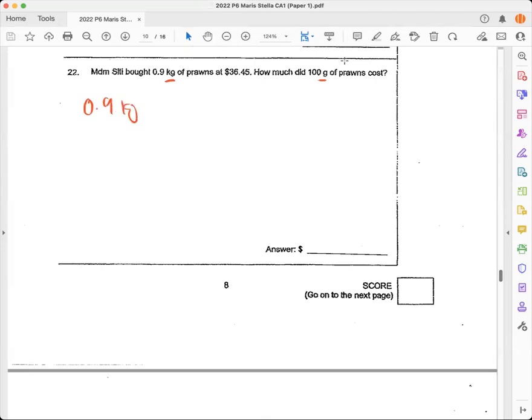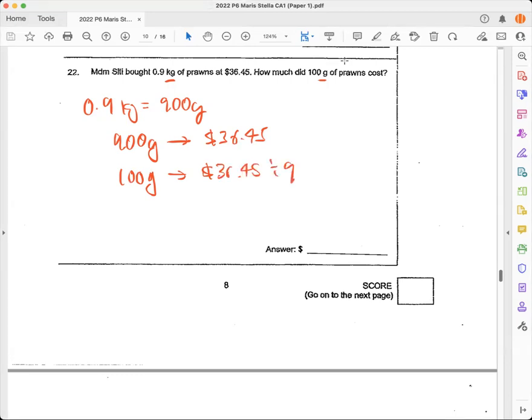So 0.9 kilograms convert to grams will be 900 grams, right? So 900 grams costs $36.45, right? 100 grams will basically be this $36.45 divided by 9. Right, 900 and 100, I divided by 9. So do a long division. $36.45, do a long division divided by 9.